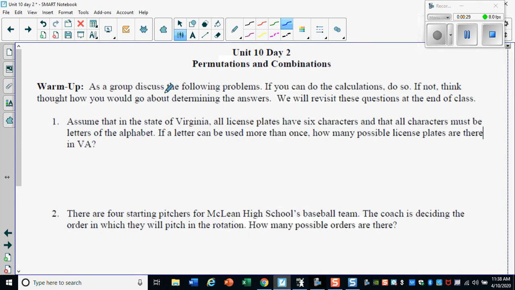All right, so hopefully you have your notes out for Unit 10, Day 2. In this lesson, we're going to be learning about permutations and combinations, which is a branch of statistics. I love this section, so if you have questions, please make sure that you are reaching out.